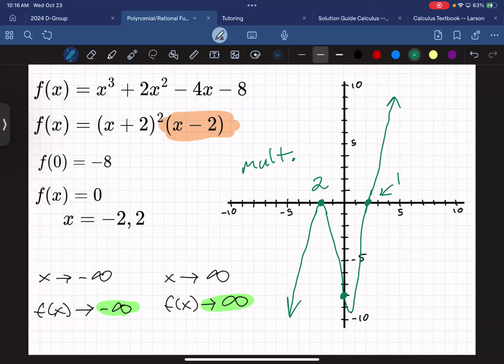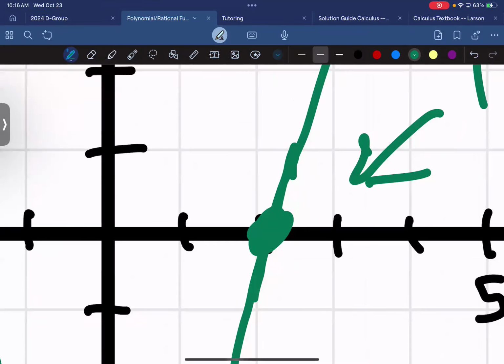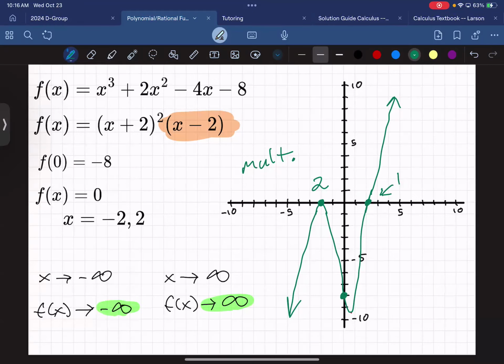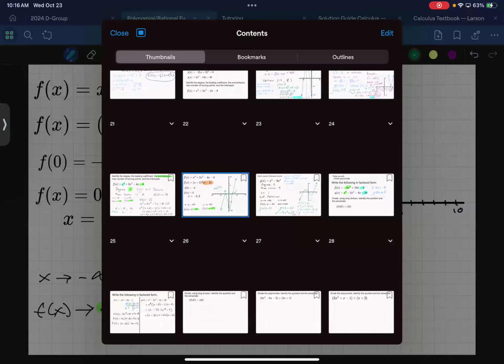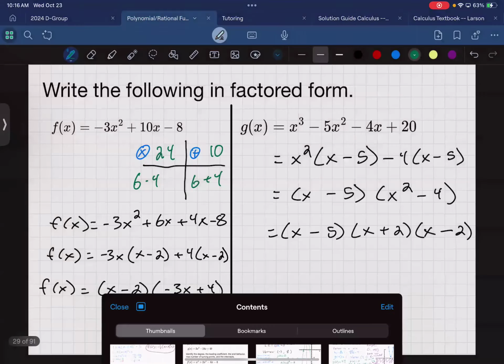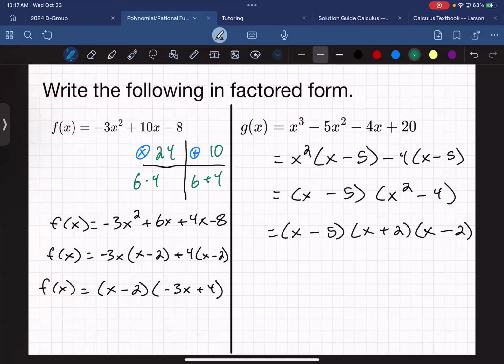Okay. The same thing is true over here where it occurred one time. It looks more linear when I zoom in. But again, it's not linear because that was just focused around one part of that entire graph. Okay. With that said, though, that's why we like the factored form. It does help with identifying the zeros, right? As well as the multiplicity of those zeros. Okay.